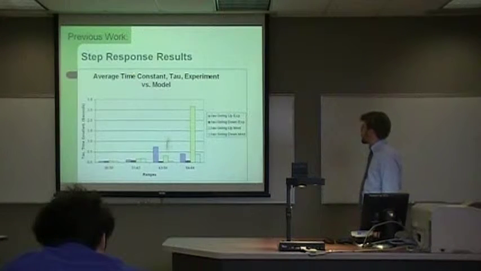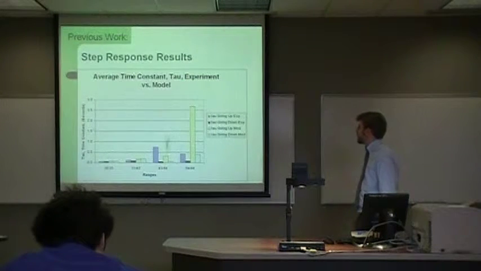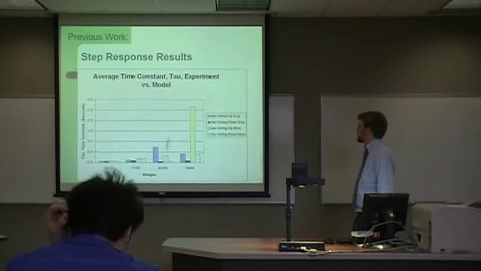So our average time constants, as our ranges go up, the time constant seems to increase a little bit, not very much, but a little bit. And again, we have a couple of almost outliers of the tau.